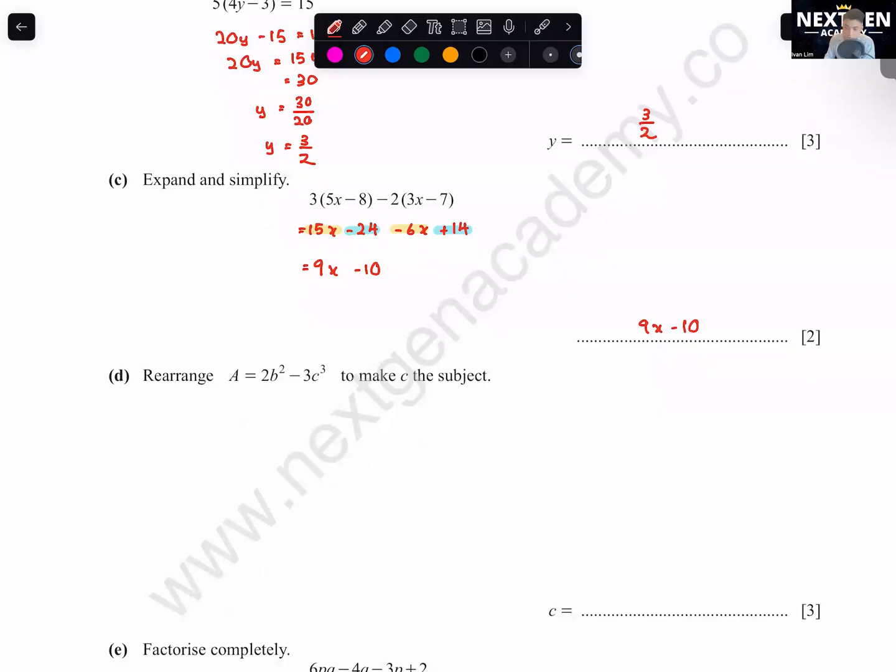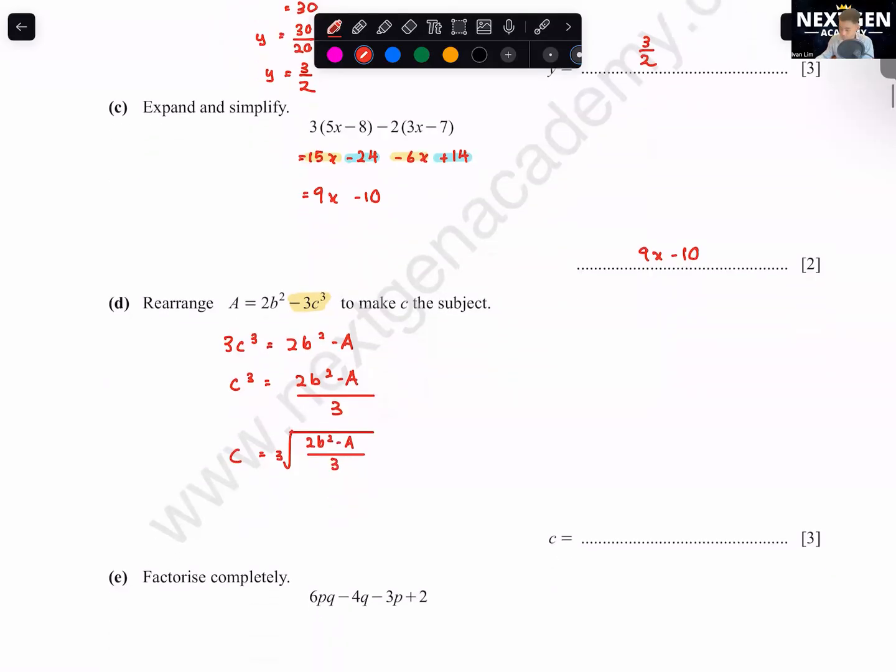Question D, make C the subject. So I will bring the term with the C to the left-hand side first, because I want to make it positive. So here, 3c cubed equals to 2b squared minus a. C cubed equals to 2b squared minus a over 3. C, you'll get cube root of 2b squared minus a over 3. This will be your answer.